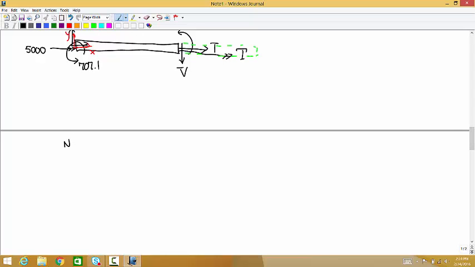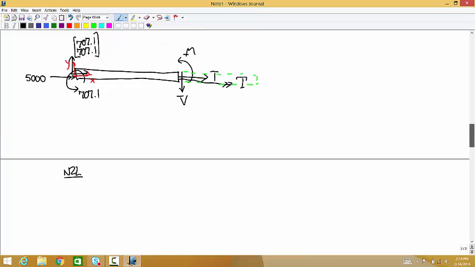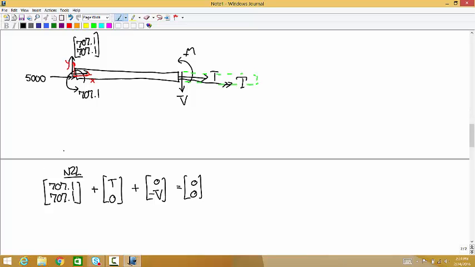Okay, so Newton's second law says 707.1, 707.1 plus T, 0, plus 0, negative V is equal to zeros. None of that stuff depended on x, so we can get values for these. T is equal to negative 707.1. V is equal to positive 707.1.